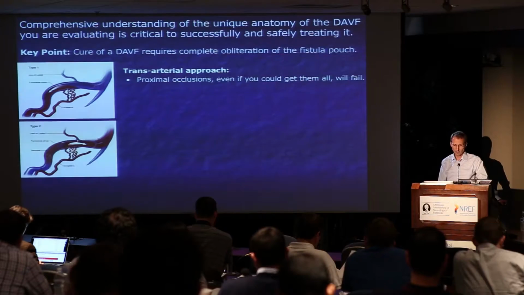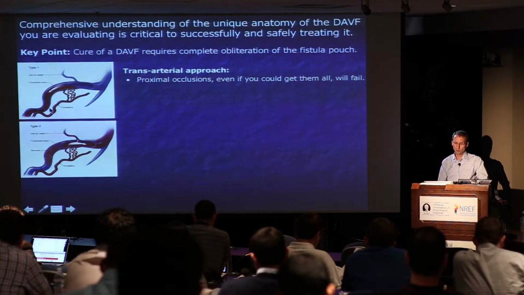But a good point to make is that proximal occlusions of all the arterial feeders, even if you could get them all, and in fact you can't because there's so many tiny vessels there that we're not going to be able to see, the collaterals are so robust that even if you could occlude them all, that will ultimately fail. Okay? So we know that that is not a sufficient treatment for dural fistula.